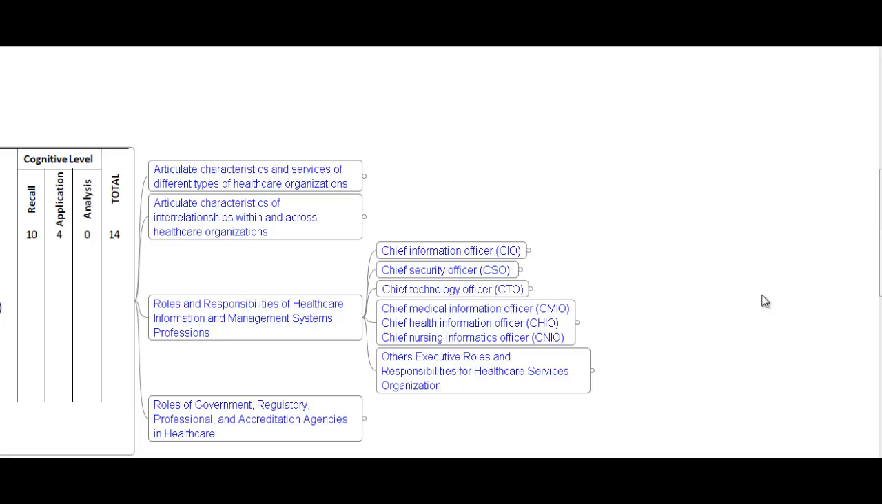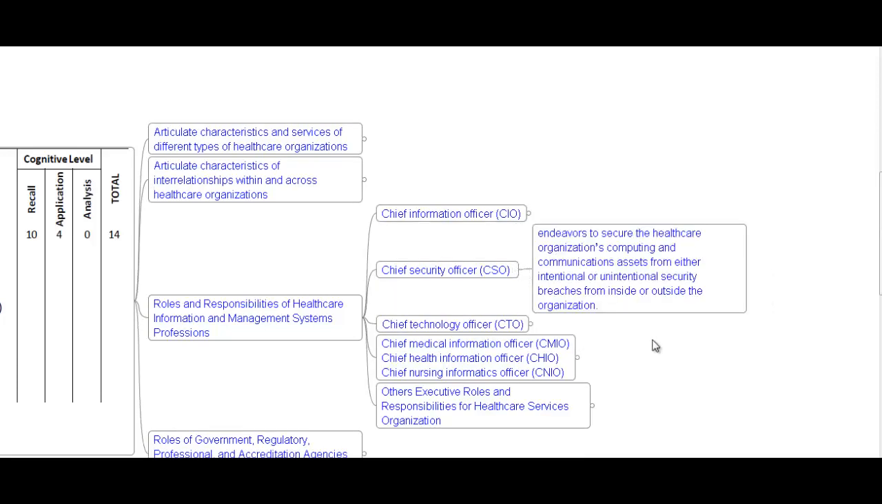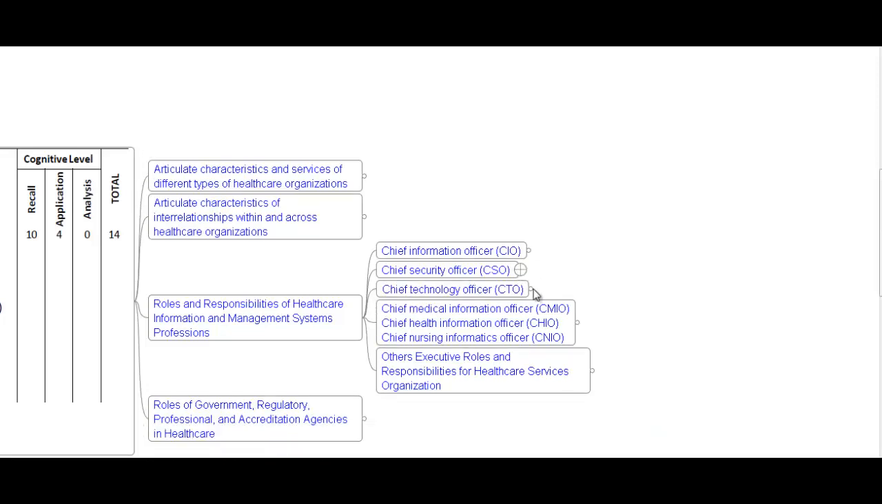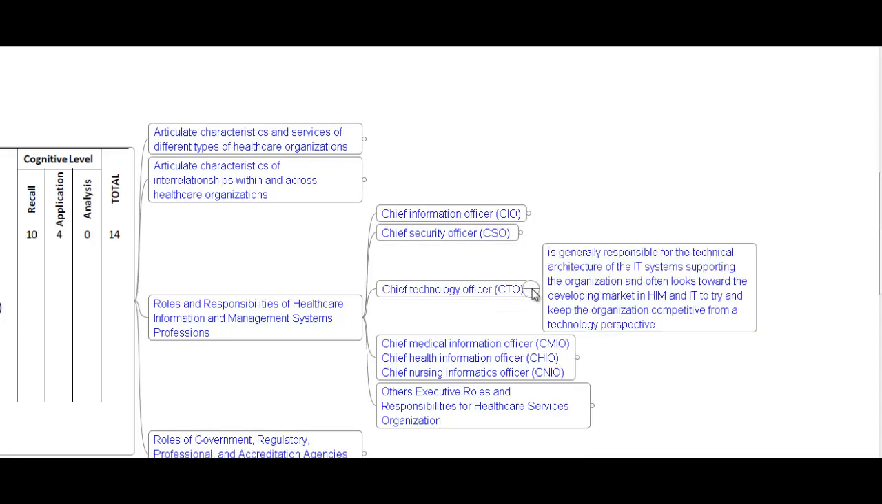Chief Security Officers endeavor to secure the health organization's computing, communication, and access from intentional or unintentional security breaches from inside or outside the organization. Chief Technology Officer's role: generally responsible for technical architecture of the IT systems supporting the organization, and often looks toward the developing market in HIM and IT to try and keep the organization competitive from a technology perspective.